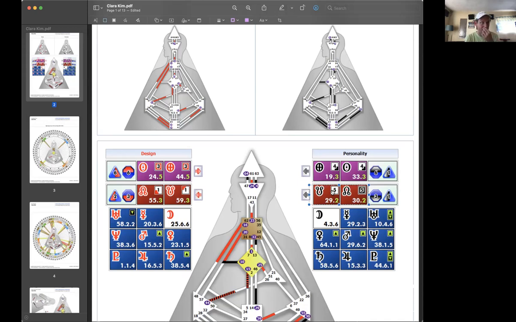I guess the four transformations, I misspoke. The four transformations are a combination of incarnation cross and the cross of life. There's really two crosses of life, but one of them on the personality side is the sun, earth, and then the nodes. And that's kind of the main one. And then on the design side, the design side is also kind of the main one in a different way. It's the main one of the life, of the design, of the form. So they're both valid. But in any case, when you combine the personality and the design crosses of life with the incarnation cross, which I misspoke earlier, it is the sun earths on the personality and design side, right? So when you combine those, you actually get the four transformations, which is the whole thing.